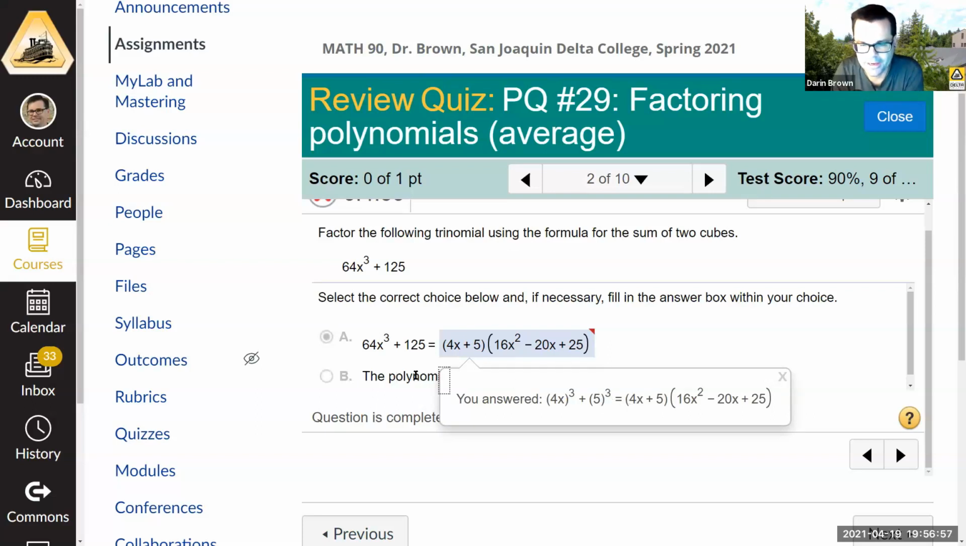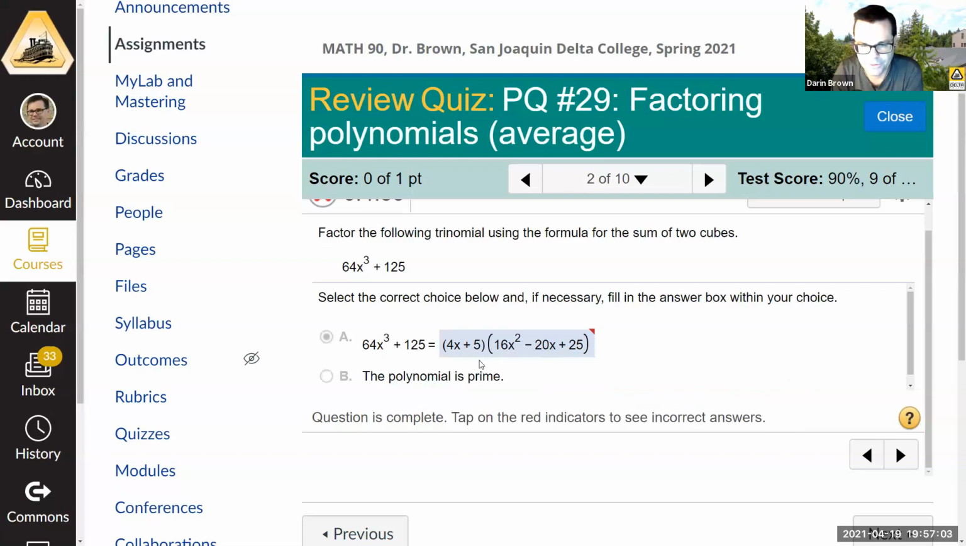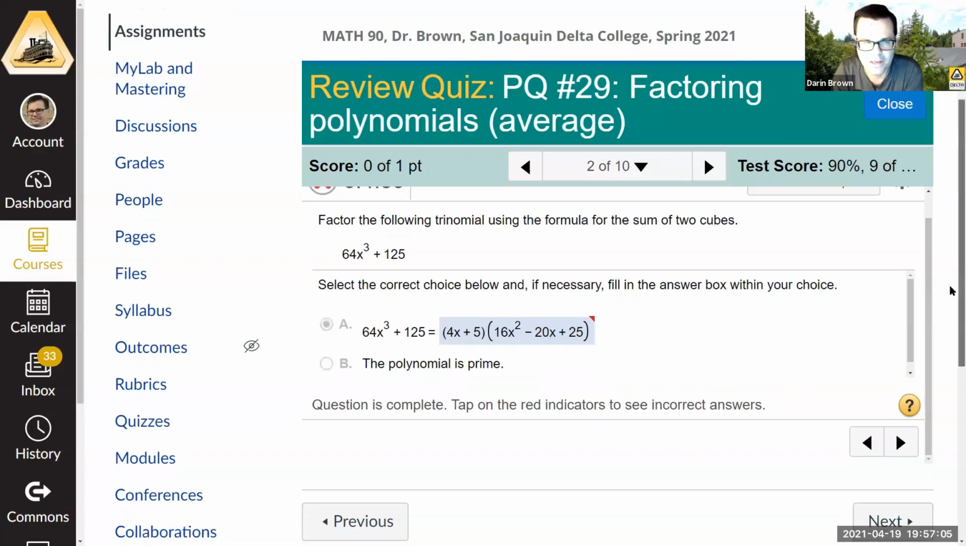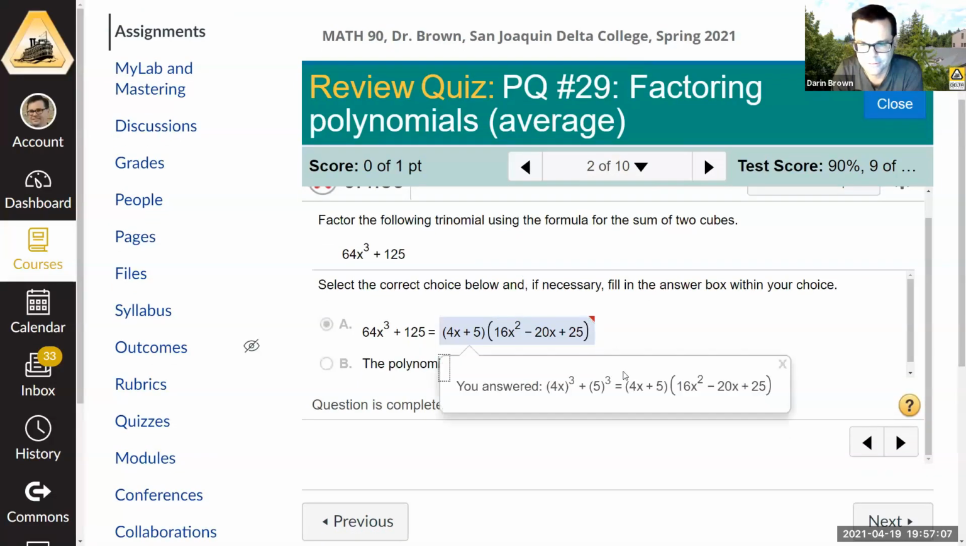I forgot to backspace the stuff that I type in that I want you to think about when I'm doing the work. I didn't backspace it out. So we have the correct answer you can see here. So we factored it correctly.